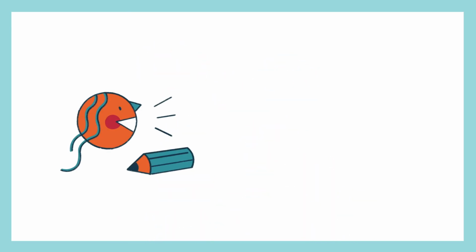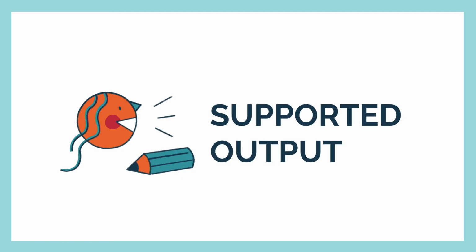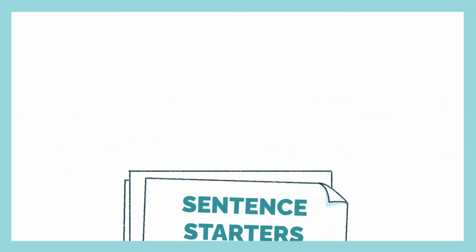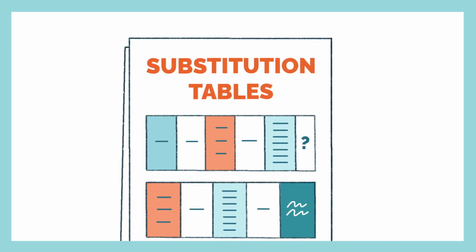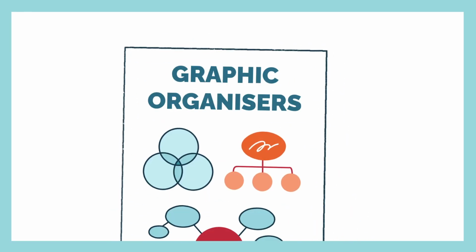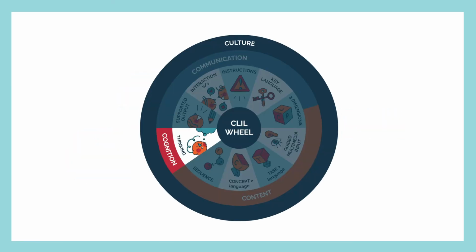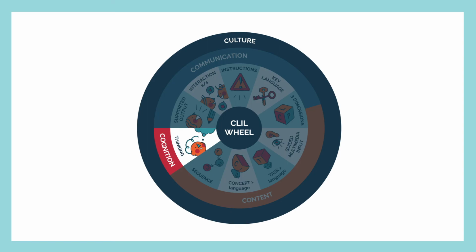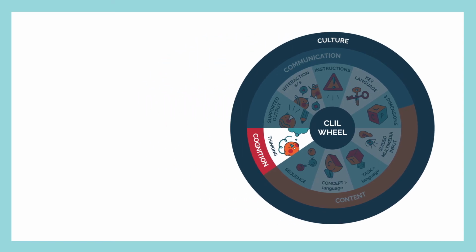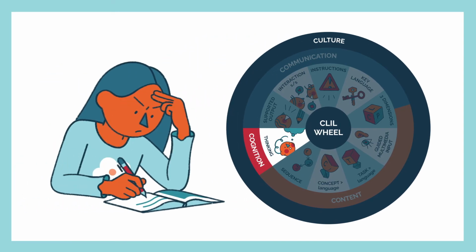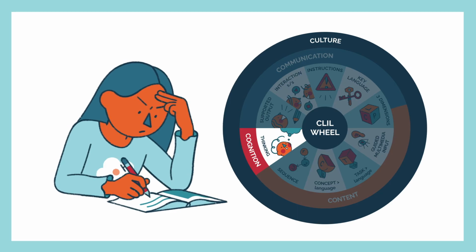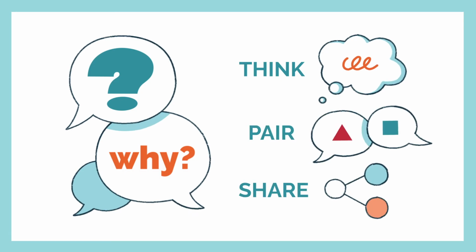The last communication parameter refers to student output, often in the form of oral and written language. A CLIL teacher can offer the students support through sentence starters, substitution tables, or graphic organizers. The 10th parameter on the CLIL Wheel satisfies the 3rd C, that is cognition, as learning a subject in an additional language requires students' mental engagement. It can be achieved, for example, by asking good questions or using thinking routines.